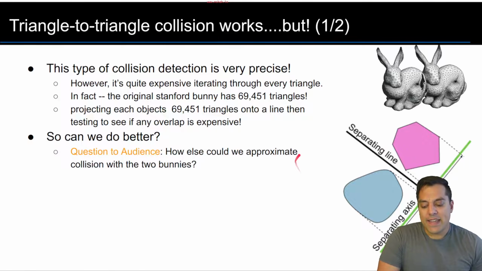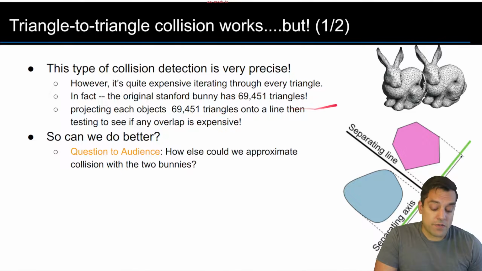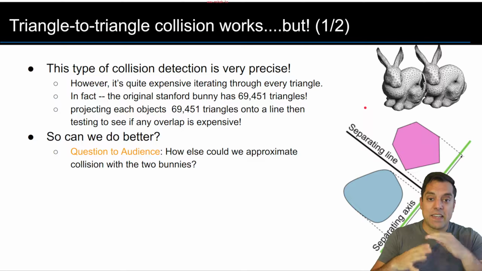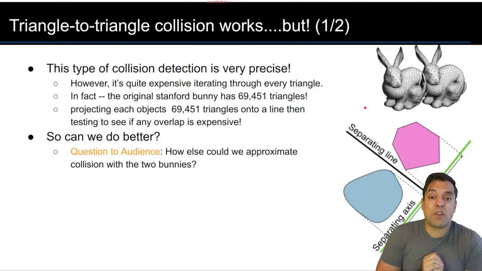All right, so this type of detection itself is very precise. We're doing this for every polygon to see if there's some sort of collision. And we could figure out exactly which polygons are actually colliding, which is kind of cool. But again, this bunny here has 69,451 triangles. If I have two of them, and they're moving and constantly reorienting, this is a pretty expensive test that we have to perform.